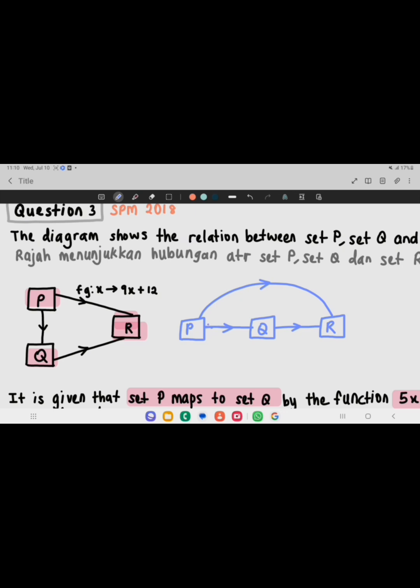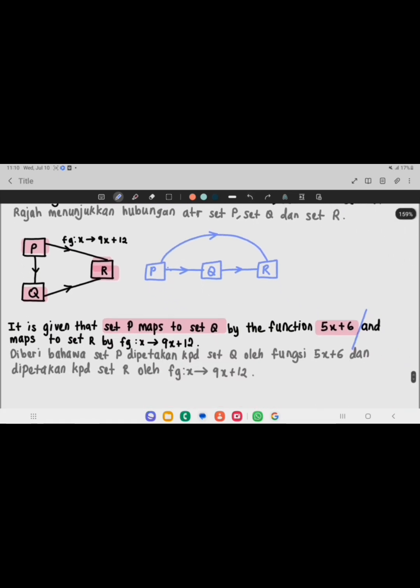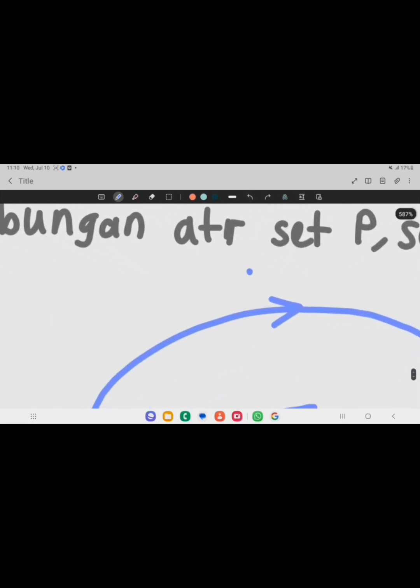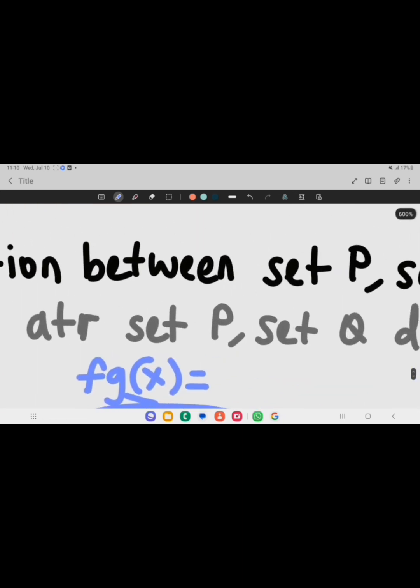Okay, so from P to Q, what is the function? Is it given there? No. Let's say you haven't read the question yet, so let's just look into the diagram first. What is given to you is the function that maps P to R, which is fg(x), basically the fg function. Since the equation is given, let me just straight away write the equation here: 9x plus 12.